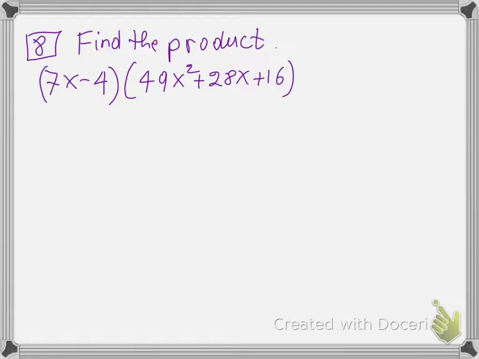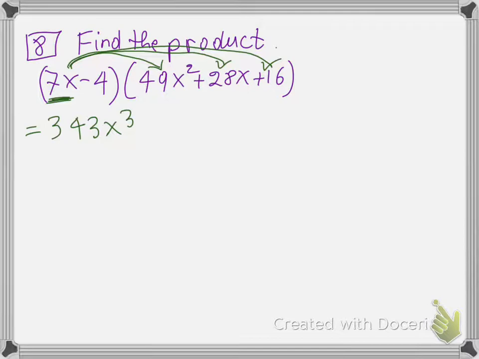Okay, find the product. We use the distributive property. So we're going to multiply each pair of two terms. So I always start with the first one. So 7x, I'm going to distribute 7x into 49x squared, and then 7x into 28x, and 7x into 16. Okay, so 7 times 49 is 343. x times x squared is x to the third. So 7x times 49x squared is 343x to the third.